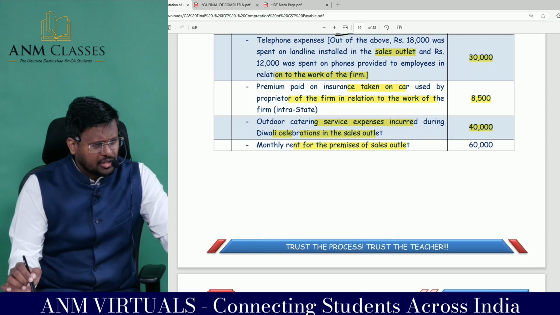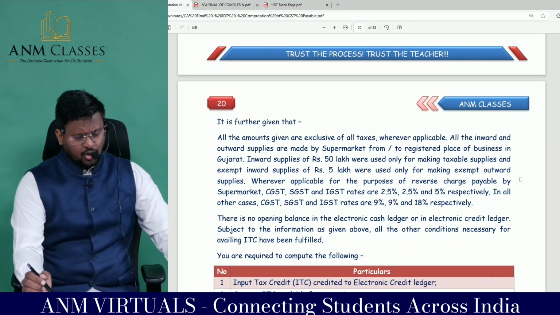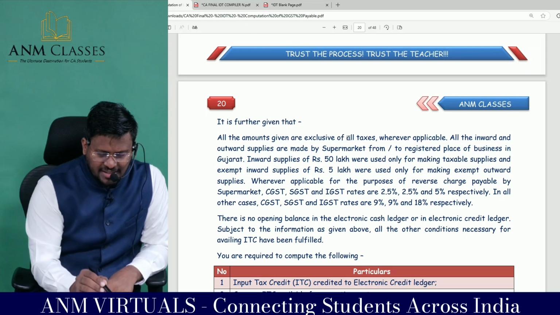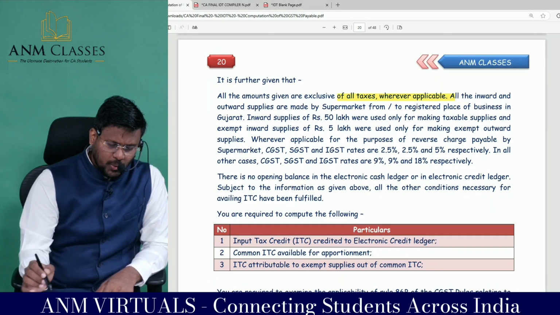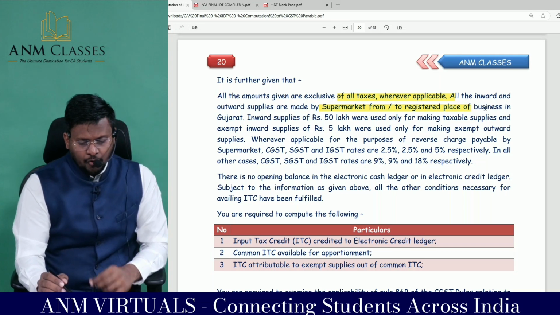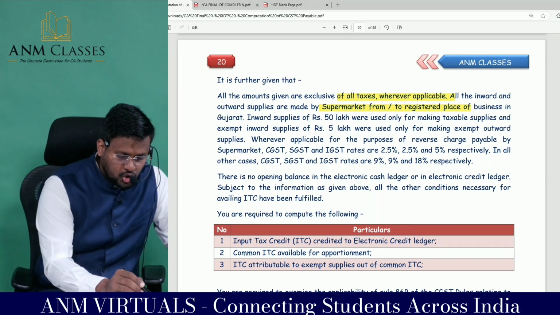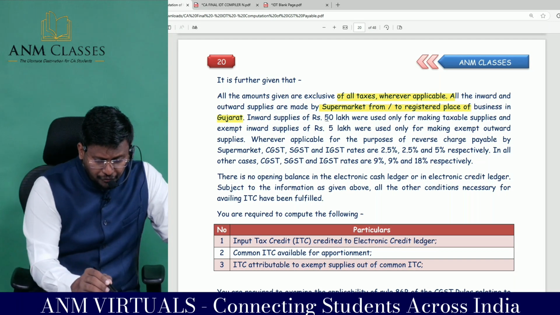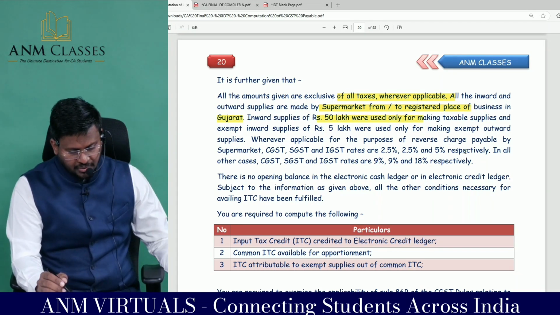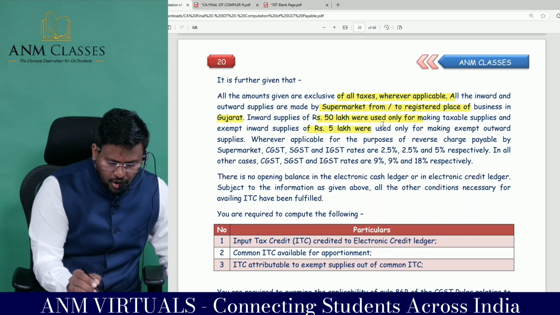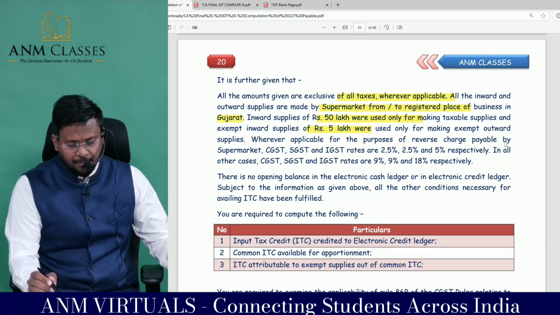It is in the course of furtherance of business. ITC can be taken. It is further given that all the amounts given above are exclusive of all taxes wherever applicable. All inward and outward supplies are made by the supermarket from or to a registered place of business in what? Gujarat. Inward supply of 50 lakh were used only for making what supply? And exempt inward supply of 5 lakh were used only for making exempt what supply?